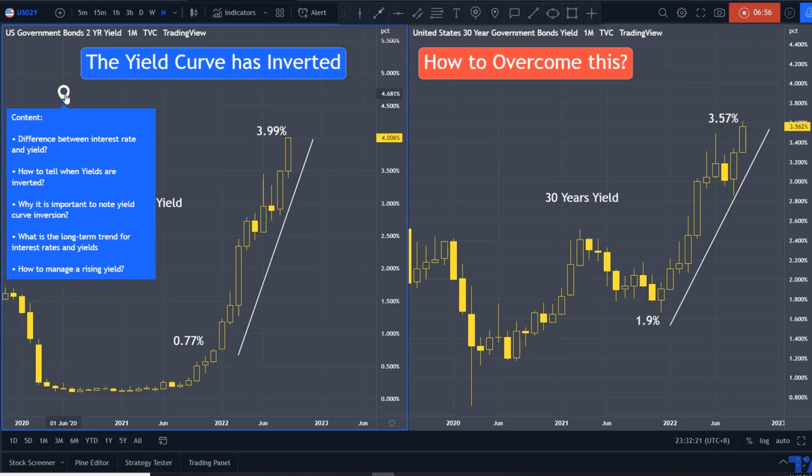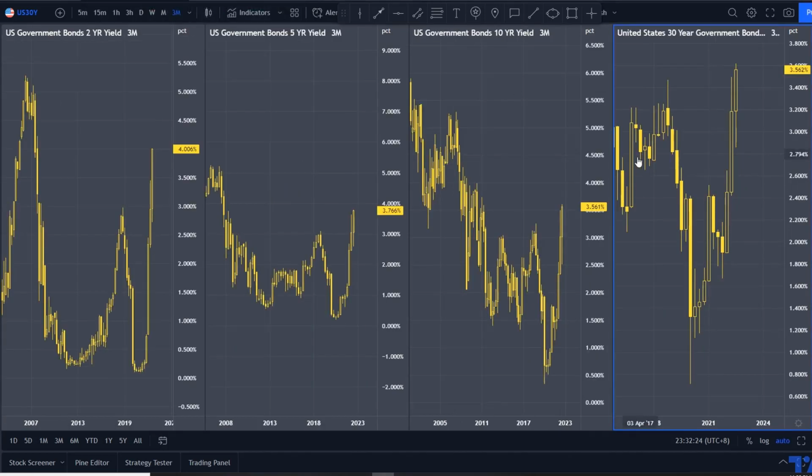Let me bring you back to this chart here, where we can see the 2 years yield, 5 years, 10 years, and 30 years yield. Very interestingly, you can see that at the moment the 2 years is about 4 compared to the 30 years we discussed. How about the 5 years yield? The 5 year yield right now is about 3.7 and is also higher than the 30 years. And the 10 years, about 3.5, is about on par with the 30 years right now.